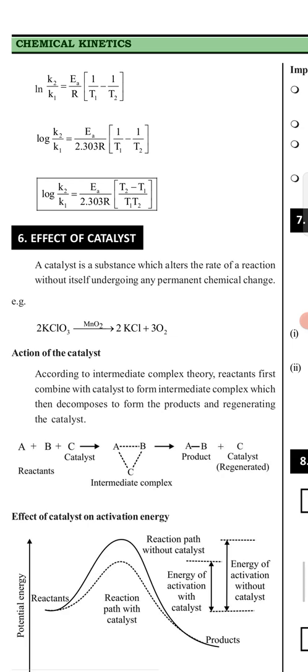We know there are positive catalysts and negative catalysts. Positive catalysts increase the rate of the reaction, and negative catalysts decrease the rate of the reaction, and the reaction becomes slower if we use a negative catalyst. Okay. So in the case of a positive catalyst, suppose we see 2KClO3 dissociating to 2KCl and 3O2, and MnO2 acts as a catalyst.